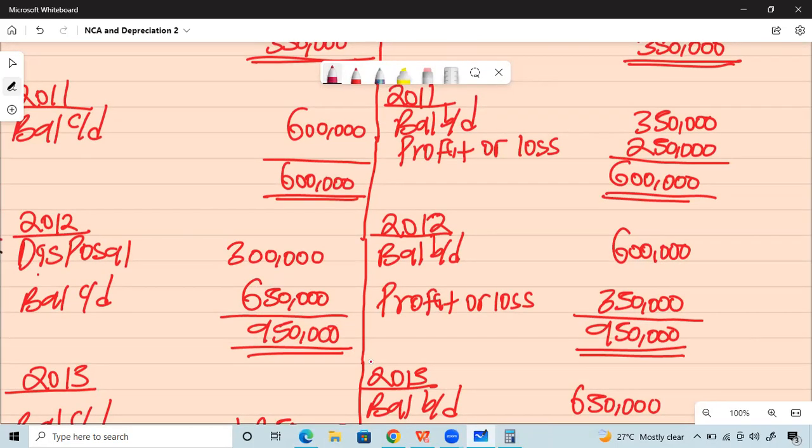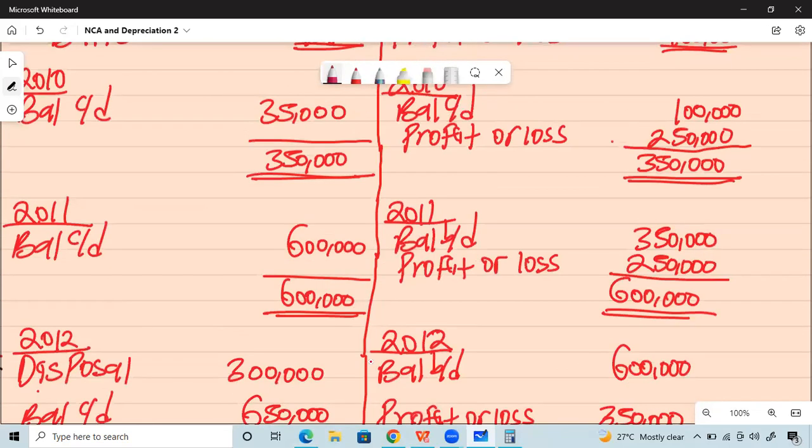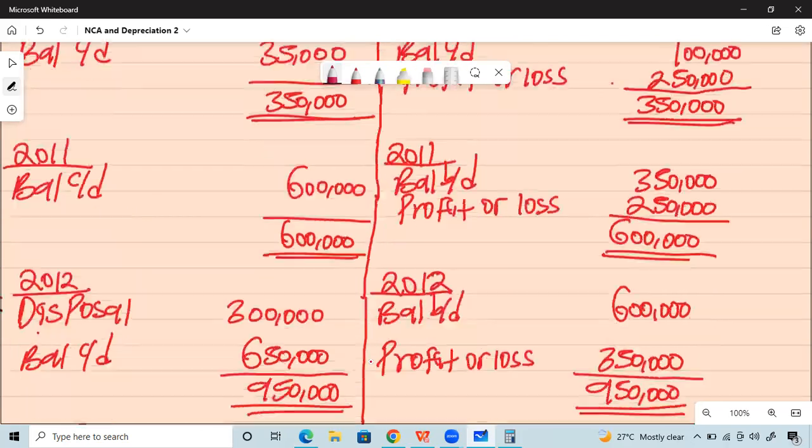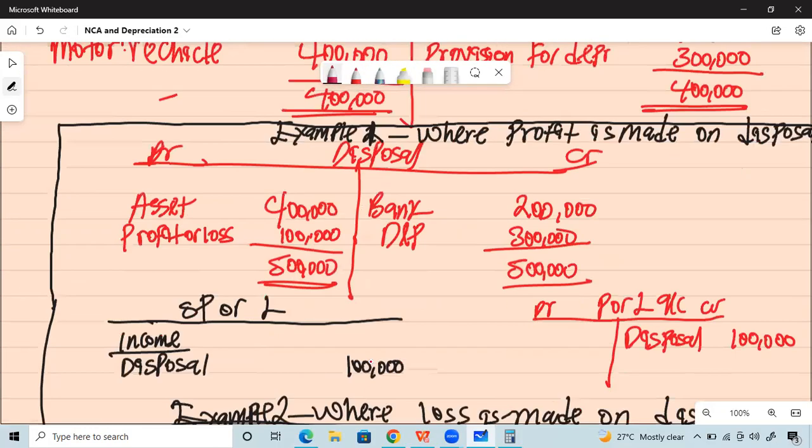The total depreciation in 2010 is 350, and in 2011 it is 600. So the total depreciation in 2010 is 350, and in 2011 is 600. 350, 600. And we are through with this question.